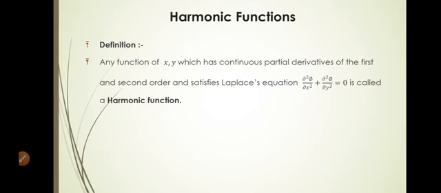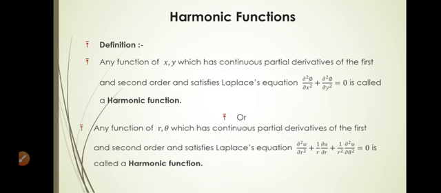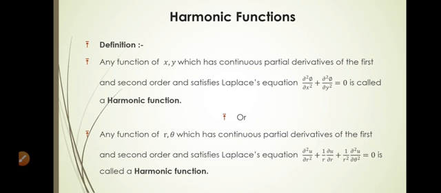Any function of x, y which has continuous first and second order partial derivatives and which satisfies Laplace equation ∂²φ/∂x² + ∂²φ/∂y² = 0 is called a harmonic function. Or in polar form, any function of r and theta which has continuous partial derivatives of first and second order and which satisfies Laplace equation ∂²u/∂r² + (1/r) ∂u/∂r + (1/r²) ∂²u/∂θ² = 0 is called a harmonic function.